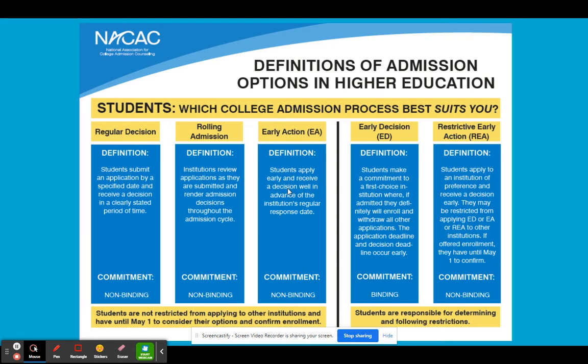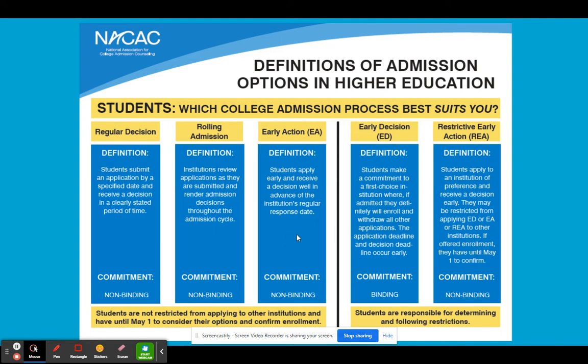Versus the next category, rolling admission. This makes me think of UT Dallas. Once you apply and they receive all the supporting documents, you'll usually find out in 2 to 4 weeks. They process the applications as they come in. So that's awesome.